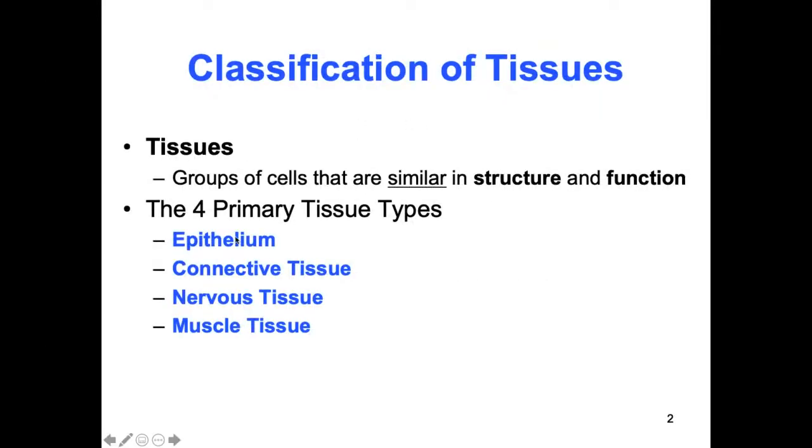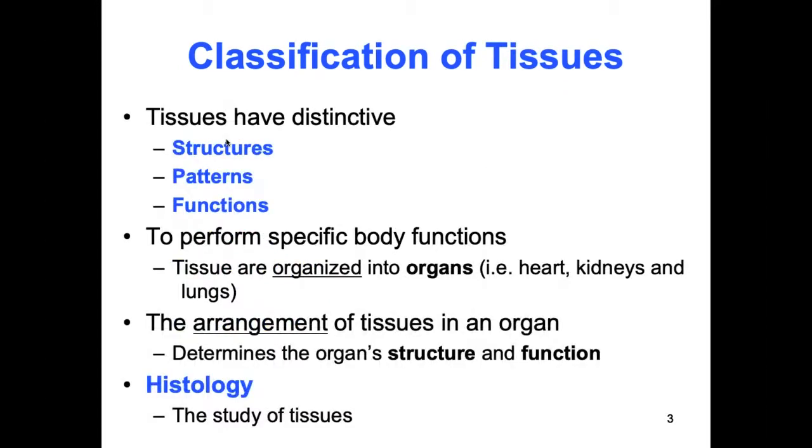So let's look at the four different types of tissue. And remember, what is it that makes up tissues? What we spoke about in our first lecture is that we have a group of cells that come together, and the group of cells make up tissues. Now, tissues have distinctive structures, they have distinctive patterns. So when we look at structure and patterns, to me, this is form and function.